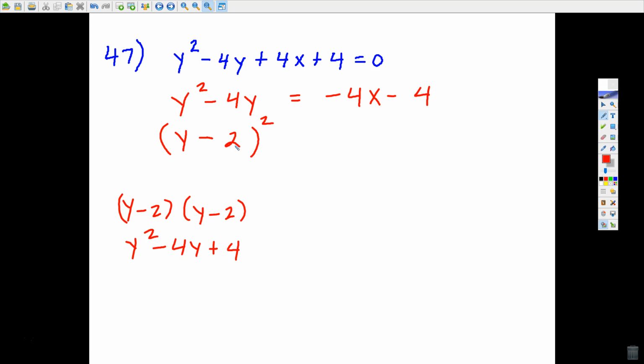Add 4, right? Correct? Okay. So I'm going to add 4 to both sides, and what's that going to give me? I've already added 4 on the left side. What happens on the right when I add 4? What do I get?